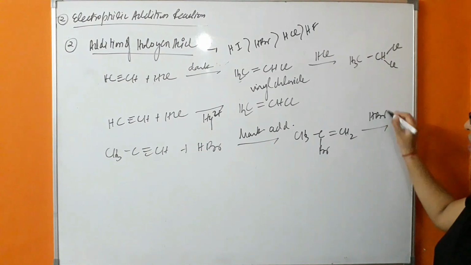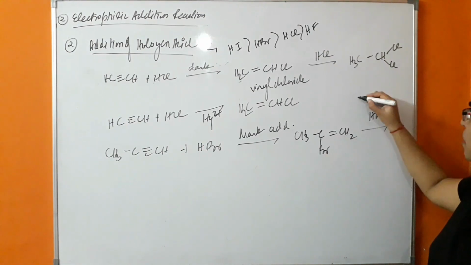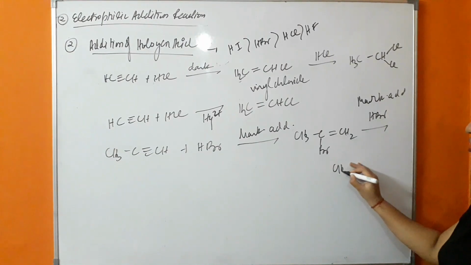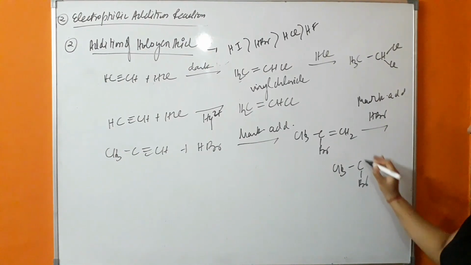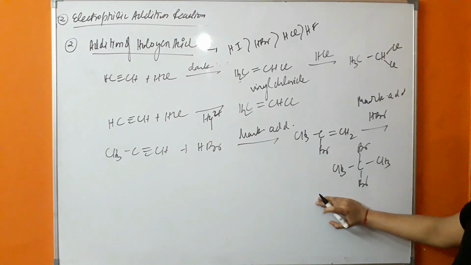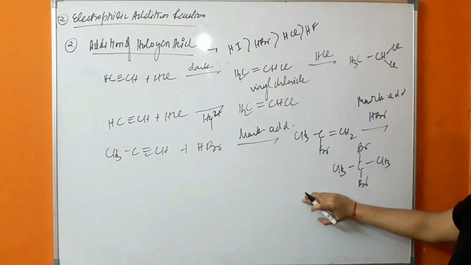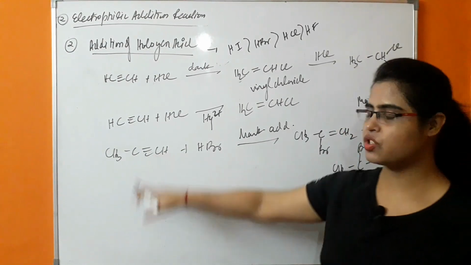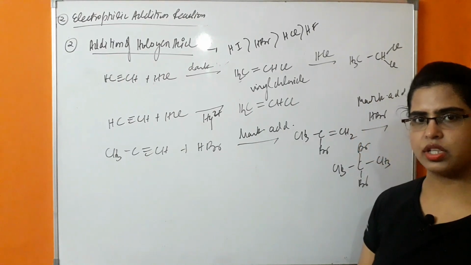Further, when HBr is reacted with this compound following Markovnikov addition, there will be formation of CH3 CBr2 CH3. So this reaction follows Markovnikov addition, in which the negative part of the reagent attacks the carbon which has less hydrogen.